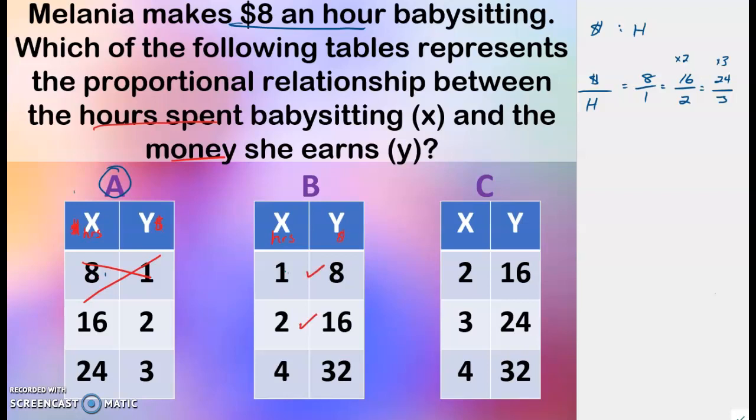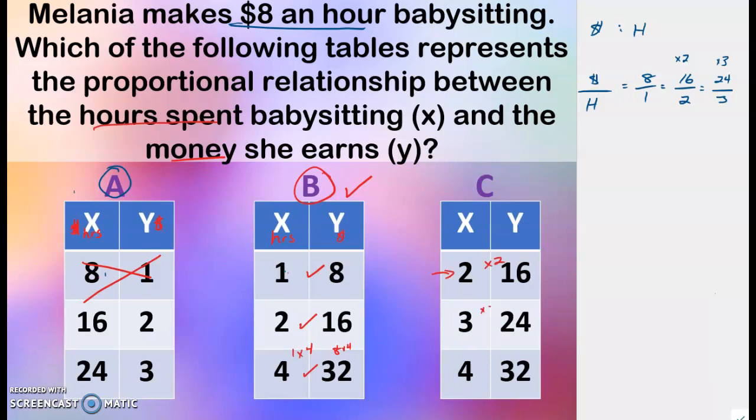2 to 16 is correct. And 4 to 32, we're going to multiply by 4. So 1 times 4 is 4, and 8 times 4 is 32. So B is correct. On C, 2 to 16, that's groups of 2, so it's times 2.